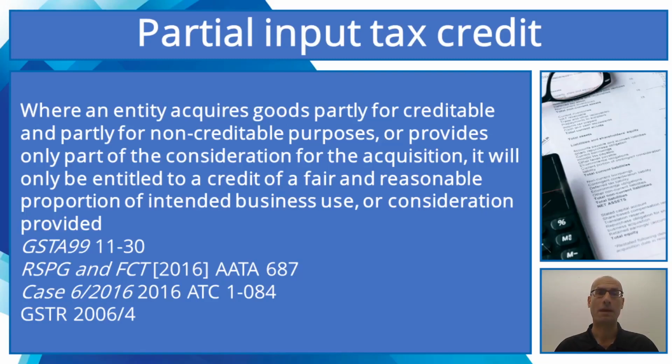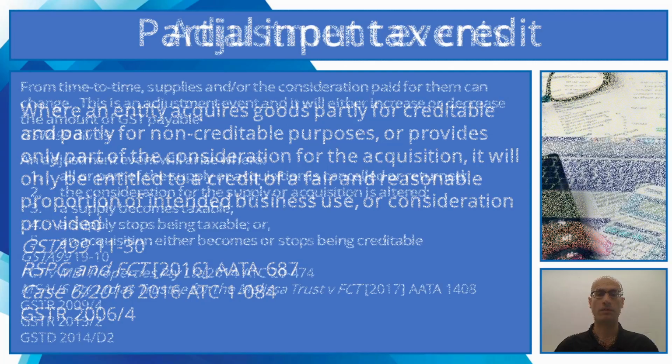You can only claim that portion as part of that. And if it can't be ascertained, it's a reasonable portion of that particular acquisition. So you're only going to be able to claim a reasonable portion for a creditable acquisition if you can't determine the fraction that's going to be non-creditable.